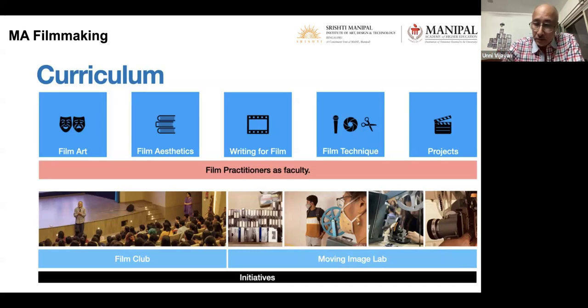We also have some initiatives. One of them is a moving image lab, through which we allow the teachers, the faculty, and the students to make their films and engage in a very critical inquiry into that process. We also have a film club, essentially run by the students, but very closely mentored by the teachers, so that the way we sequence the films that are shown, we go through the history of cinema in a sense, and also explore the very relevant movements that have happened within it.